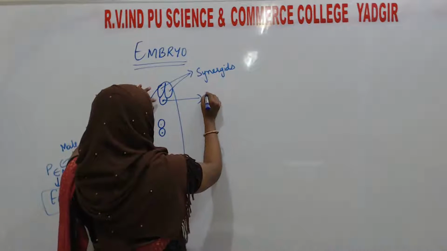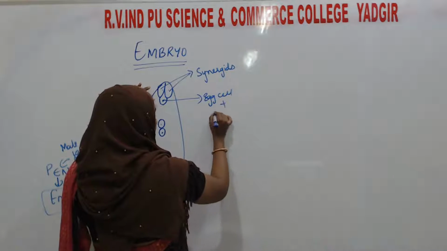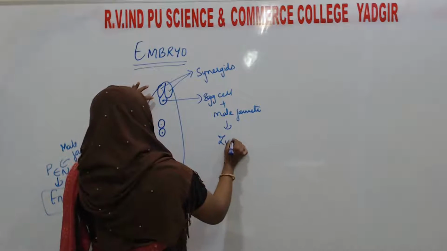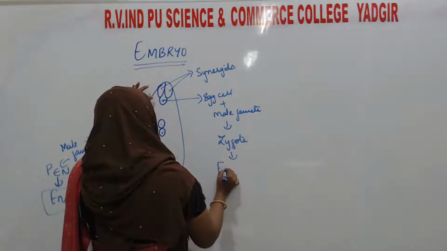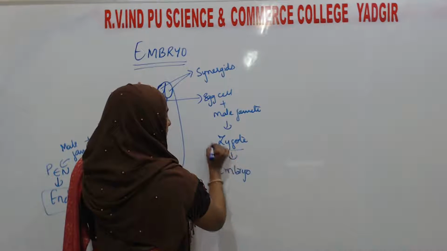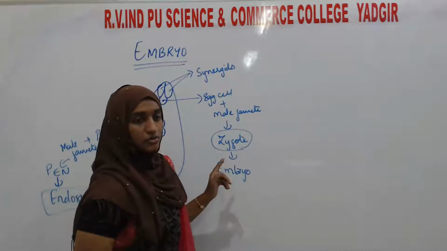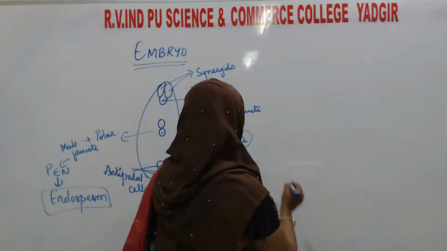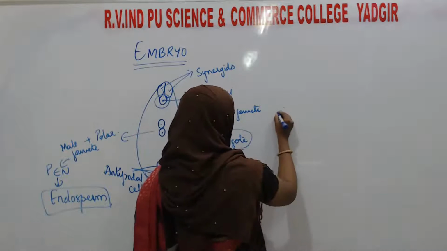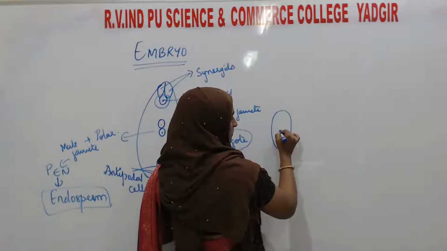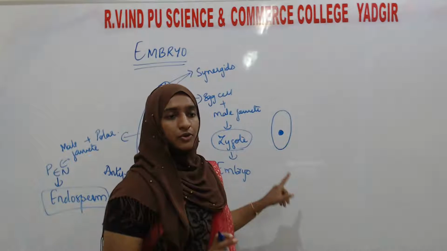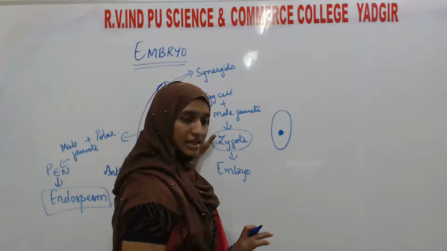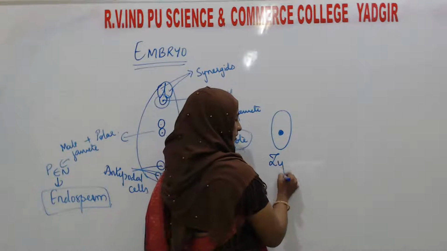And here these are the two synergids, and this is the egg cell. Here the egg cell fuses with one male gamete and forms the zygote, and this zygote will develop into the embryo. So first we will see about the zygote. Already you know zygote is a single cell which has one nucleus. For example, this is the zygote with the diploid nucleus, formed after fusion of the egg cell with the male gamete.